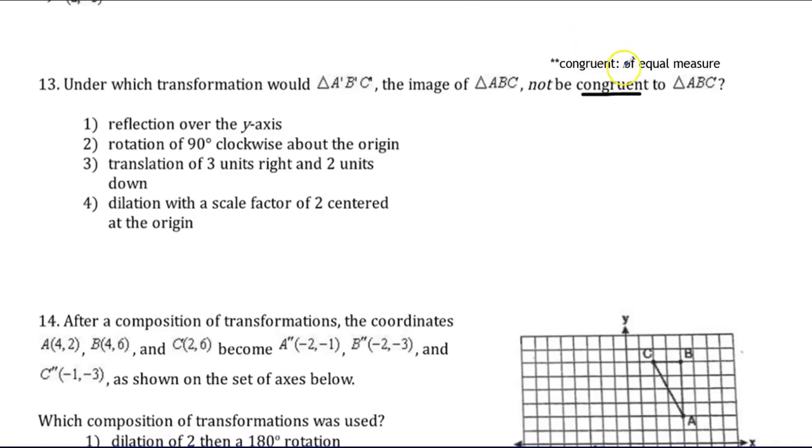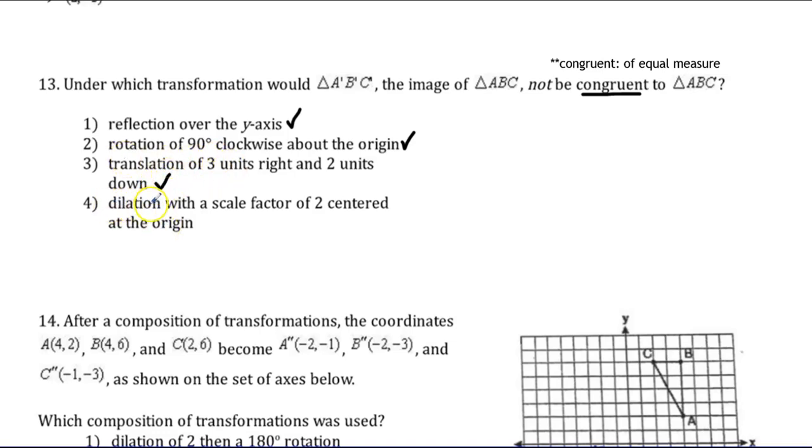Now, the only time that a transformation is going to make shapes of not equal measure is if the shape gets bigger or smaller, stretching or shrinking. Reflection does not stretch or shrink, so we're going to keep that one the same. Rotation does not stretch or shrink. A rotation is just turning it. Translation is sliding it, so it does not change the size.